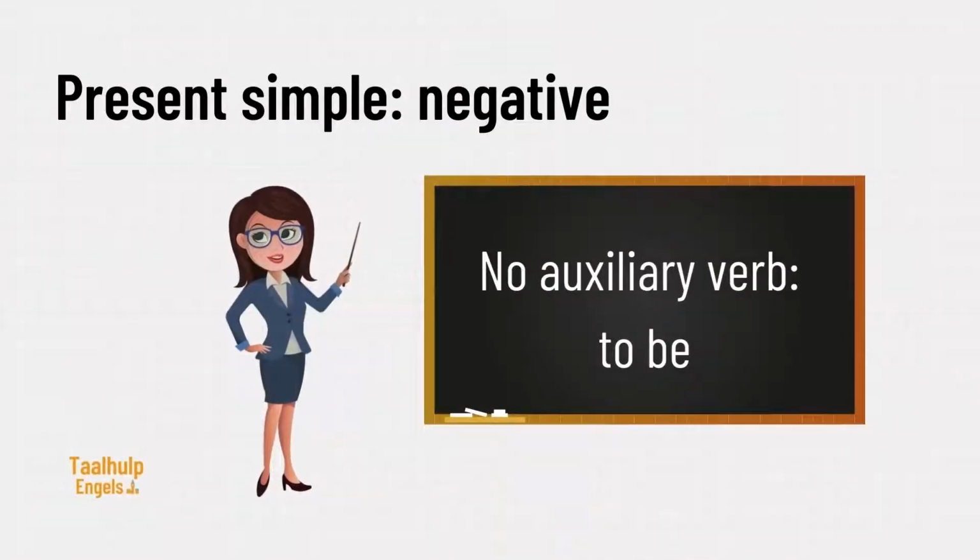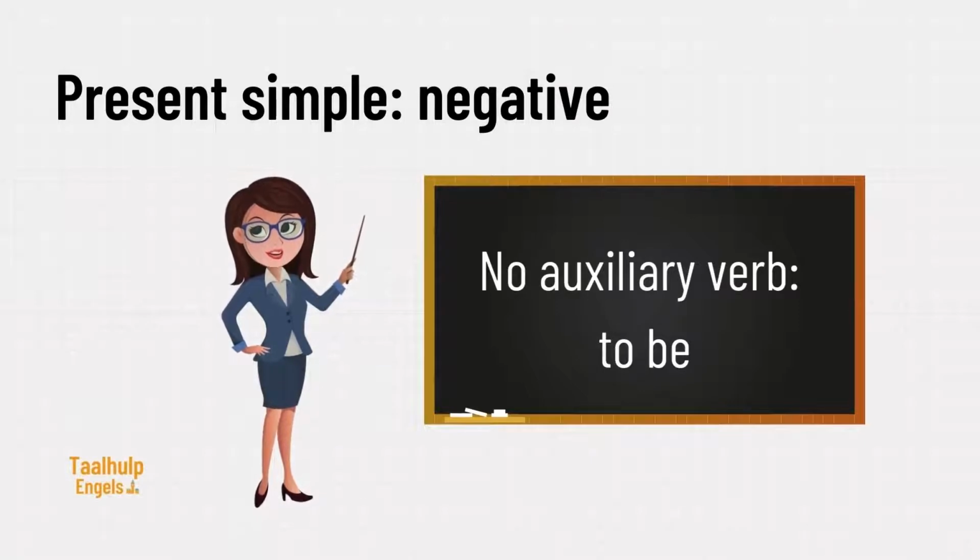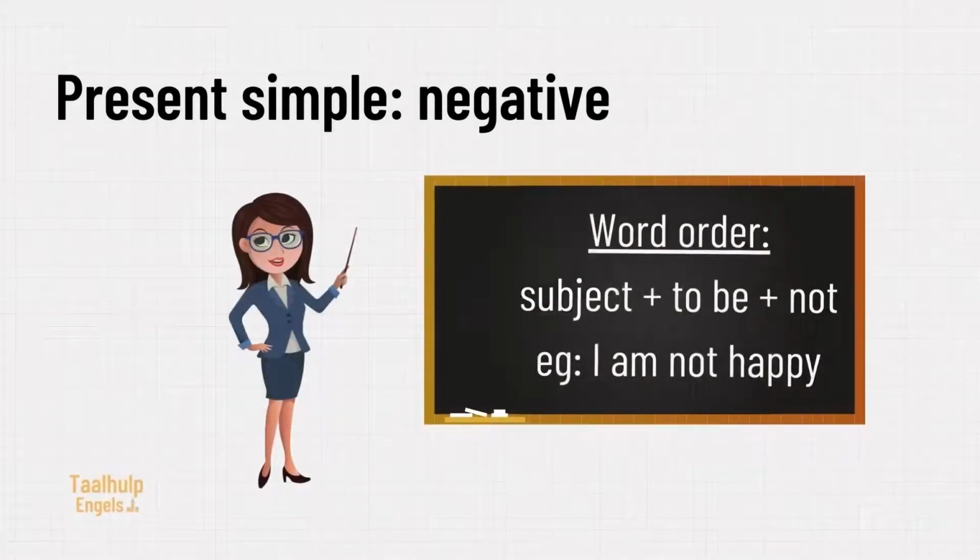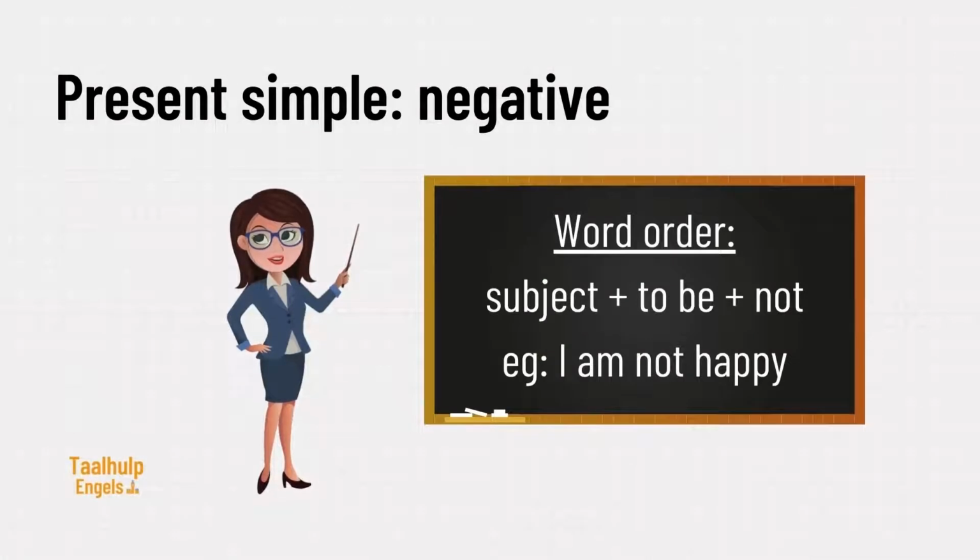In some cases, you don't need an auxiliary verb to form negative sentences in the present simple. This is when to be is the main verb of the sentence. The word order in these sentences is subject, to be, and not. For example, I am not happy.